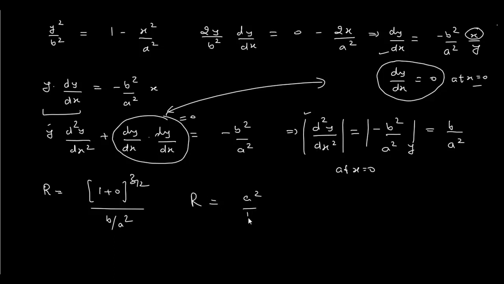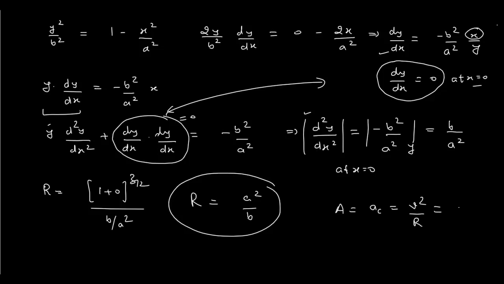So in this situation, the total acceleration, that is AC, that is v square by the radius of curvature, turns out to be v square b divided by a square. So this is our final result for the case of the ellipse.